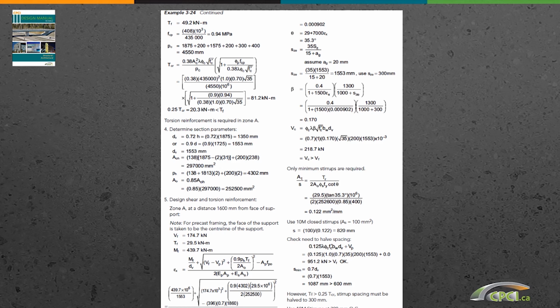essentially, we need a stirrup every 300 as opposed to 600, because once the T sub F is larger than 0.25 T sub R, the stirrup spacing has to be halved as per the code requirement now. So the 600 we arrived at here, which is the maximum allowed, it has to be divided by 3.